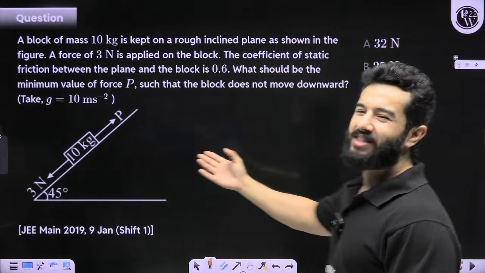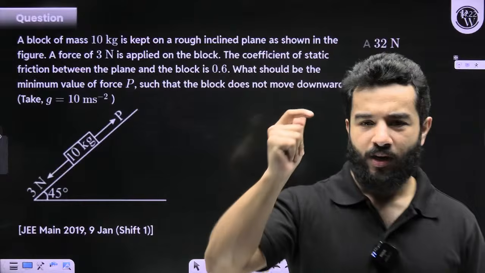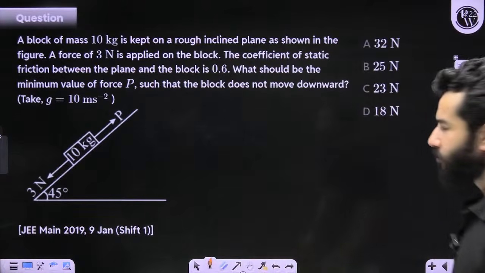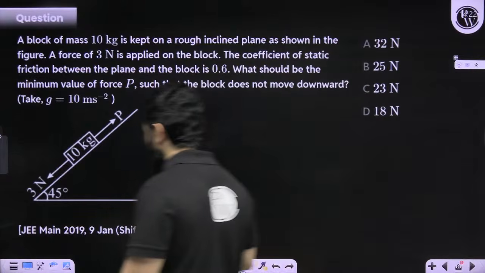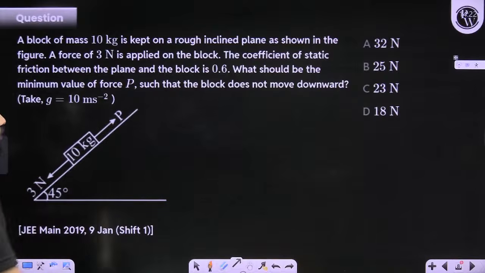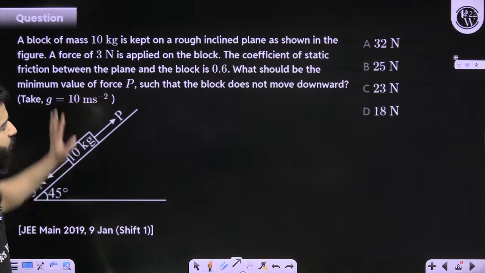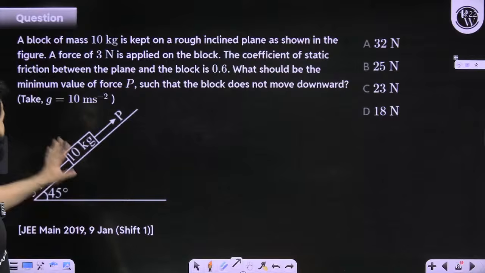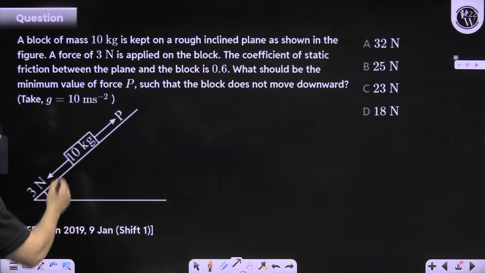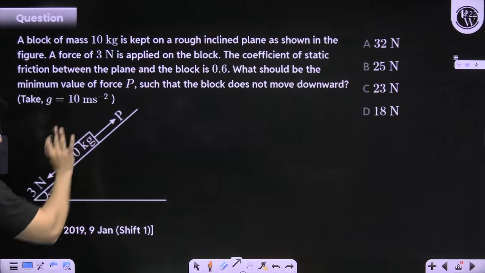So you have to balance the forces. Be quick. Come on, quickly solve this question, my dear friends. 3 Newton is acting downwards. We can see that a force of 3 Newton is acting on the block. The coefficient of static friction is there, right? And what should be the value of P?